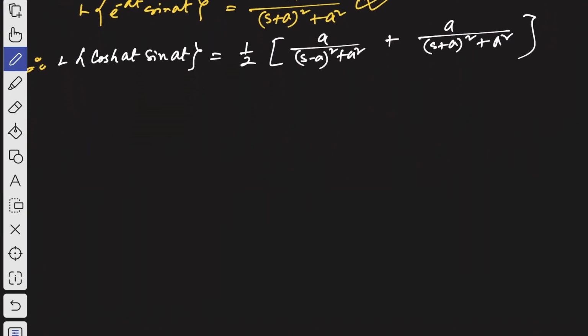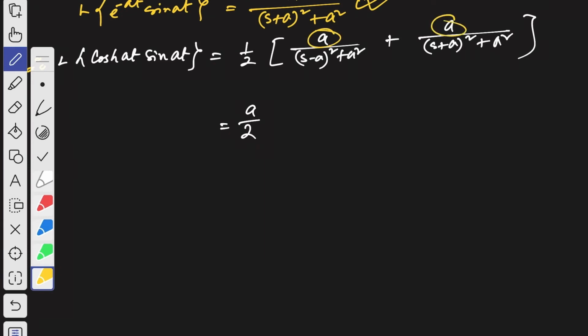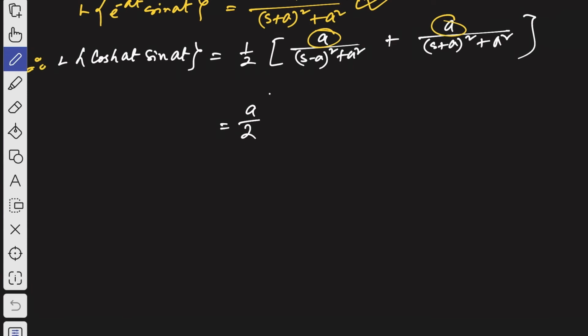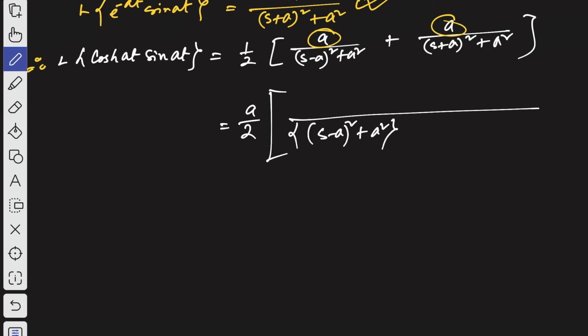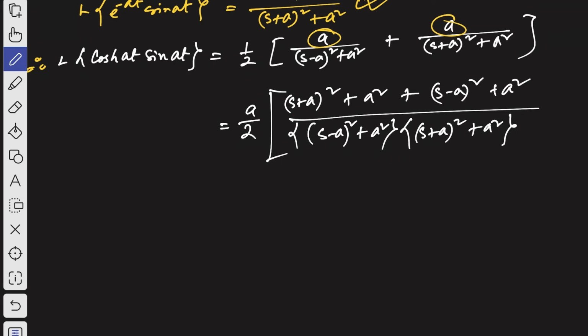So let me scroll down the page. Here let us take a common, so we will get a by 2. These two a's are taken common. Now let us take LCM. On taking LCM, we will get as a denominator s minus a whole square plus a square, then s plus a whole square plus a square. As a numerator we will get s plus a whole square plus a square plus s minus a whole square plus a square.